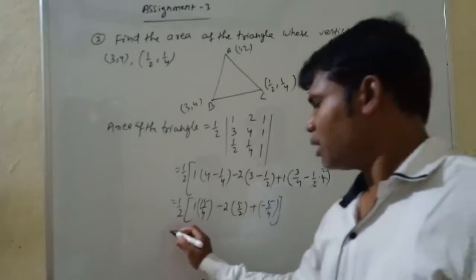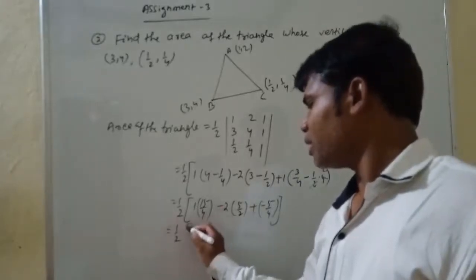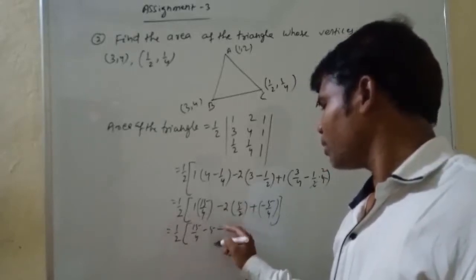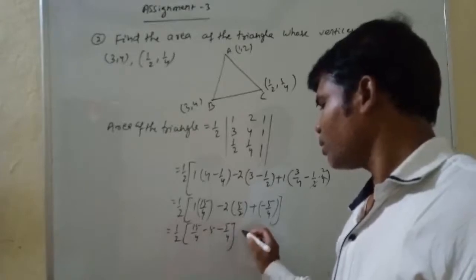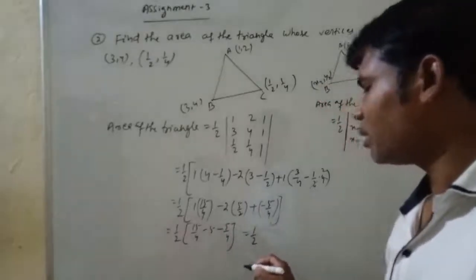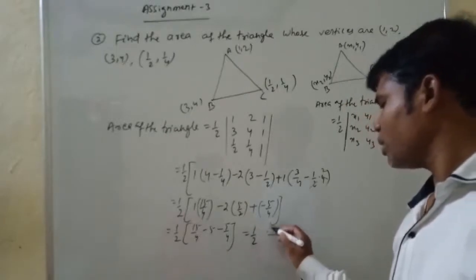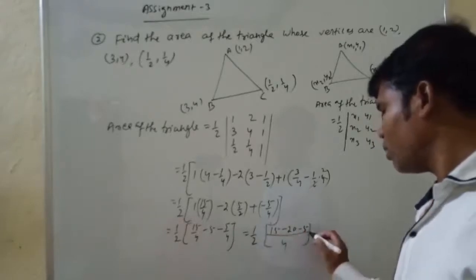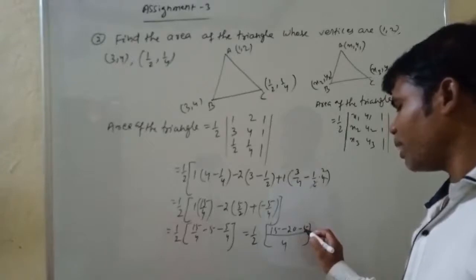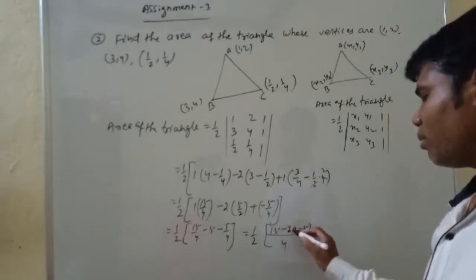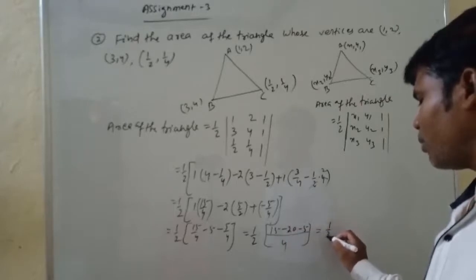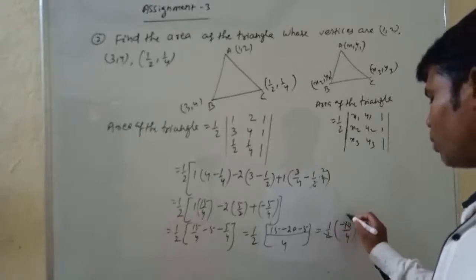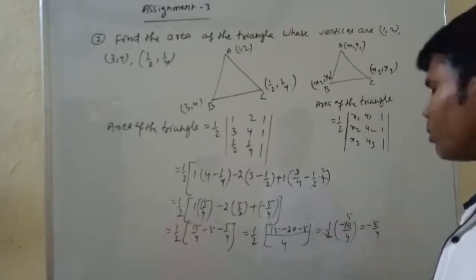Okay, is equal to half of 15 by 4, minus 2, 2 will cancel out, 5 minus 5 by 4. Okay, is equal to half of, LCM you say 4, this is 15 minus 20 minus 5, minus 25 plus 15, that is half of minus 10 by 4, is equal to minus 5 by 4, okay.